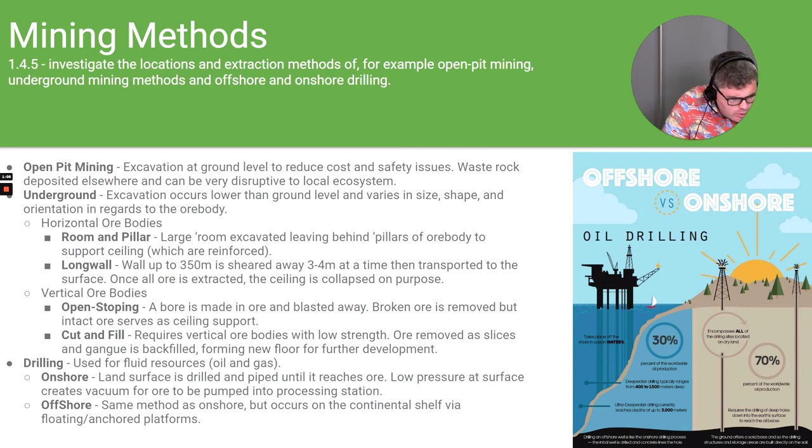Now, deep water drilling typically ranges from 400 to 1,500 meters deep. So this is continental shelf level. Ultra deep water drilling occurs at depths of up to 3,000 meters. So that's way off the coast. Now, onshore is probably a bit safer. It encompasses all drilling sites located on dry land. It makes up 70% of worldwide production and requires drilling deep holes down through the earth's surface to reach the material below.